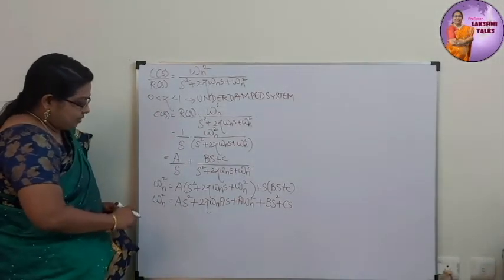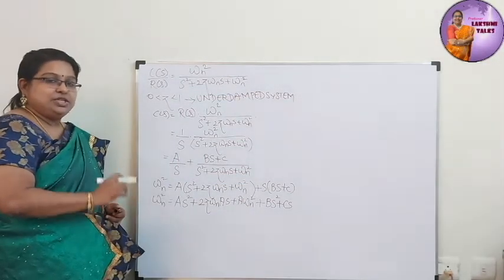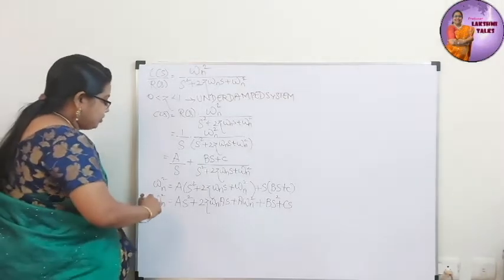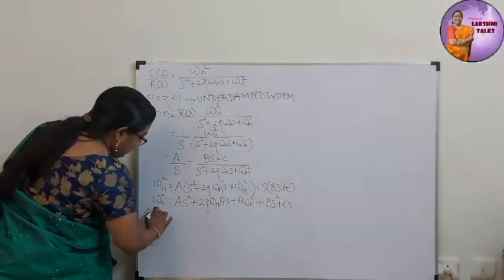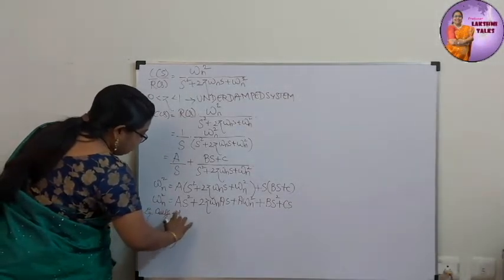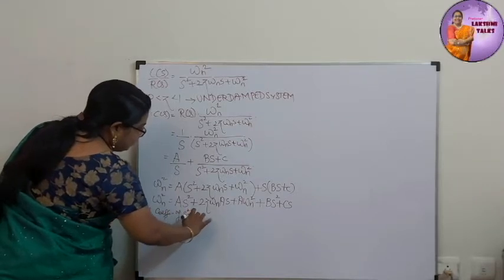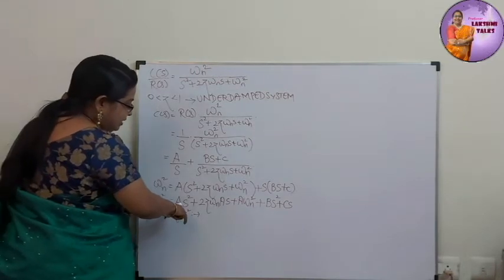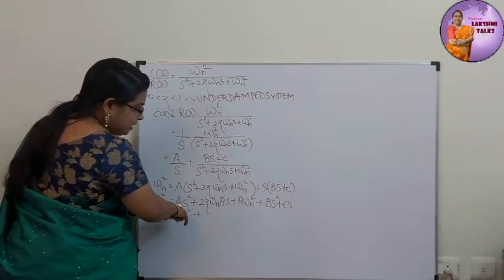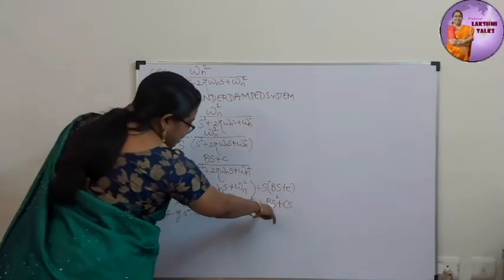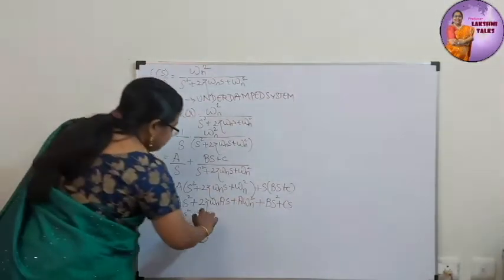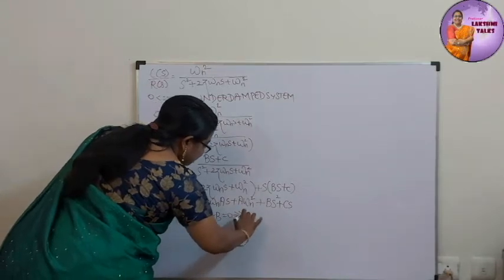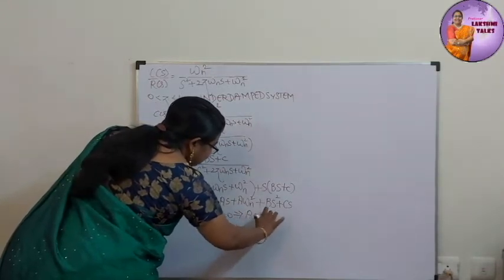Now we have to equate the coefficient of S square, S and constant. What will happen when we equate the coefficient of S square? Here left hand side it is 0, right hand side A plus B. So A plus B is equal to 0, which means A is equal to minus B.